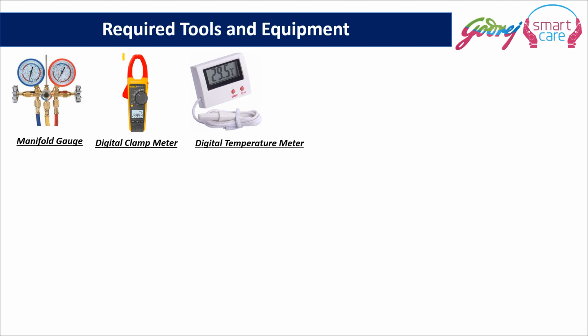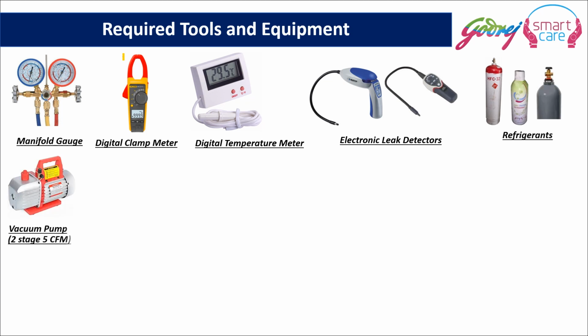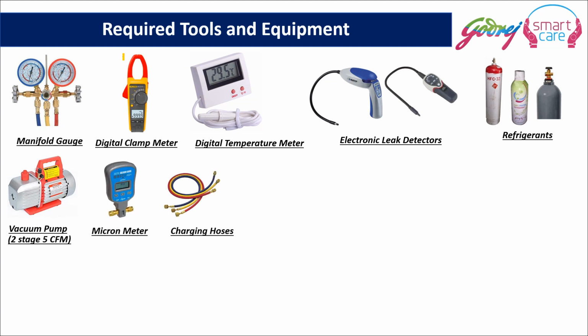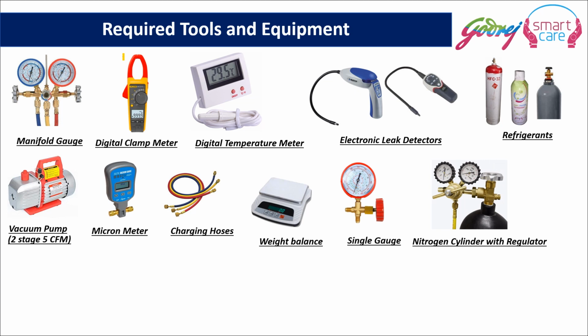The required tools and equipment is manifold gauge, digital clamp meter, digital temperature meter, electronic leak detector, refrigerants, vacuum pump, two-stage at least of 5 CFM, micrometer, charging hose, weighing balance, single gauge, nitrogen cylinder with regulator, soap and sponge for leak testing.